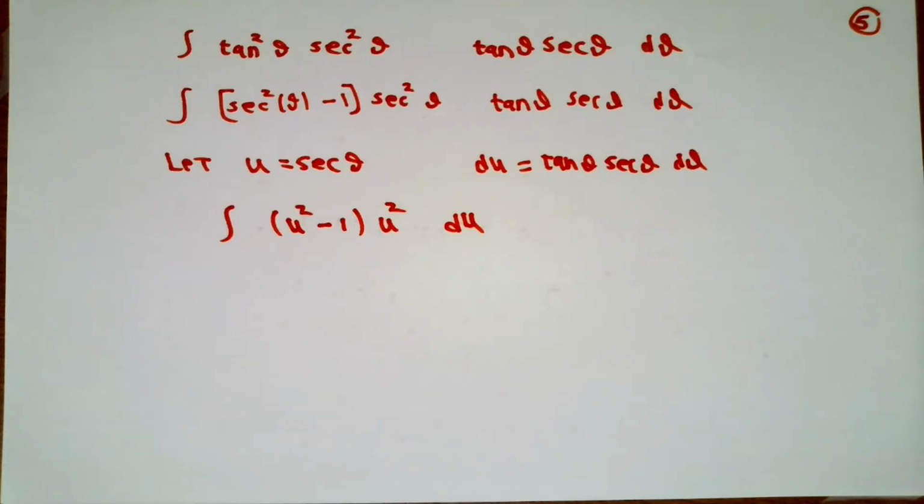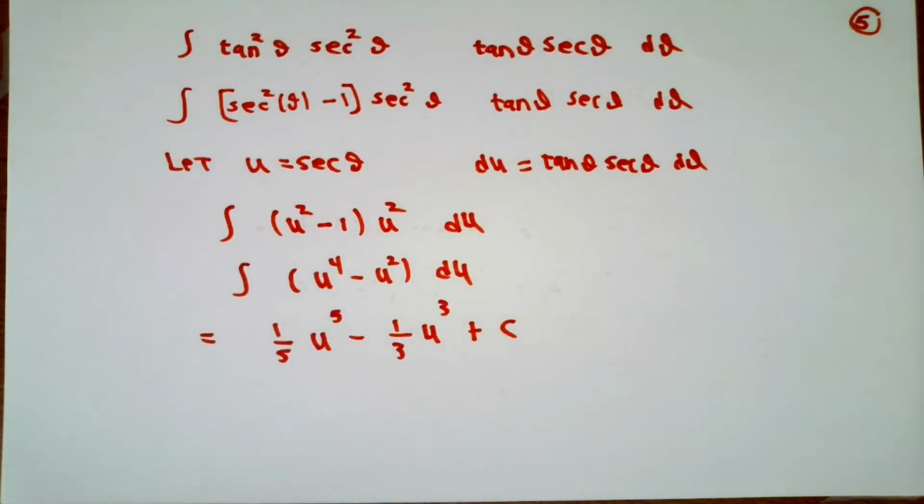After making the indicated substitution, this turns into a problem that is very easy to do. When I multiply out the integrand, it will be a polynomial in terms of u, and this is one of our most basic integration techniques. Antiderivative in terms of u is 1/5 u to the 5th minus 1/3 u cubed plus a constant.